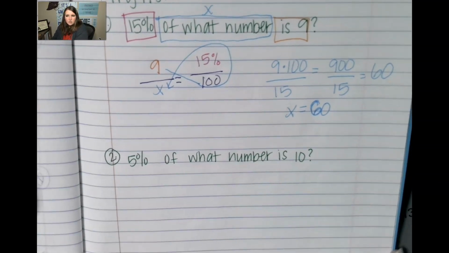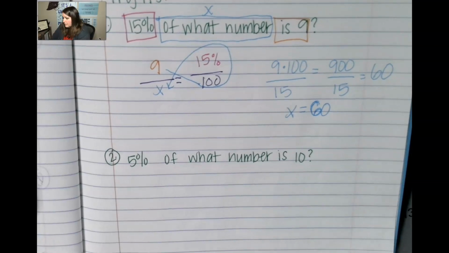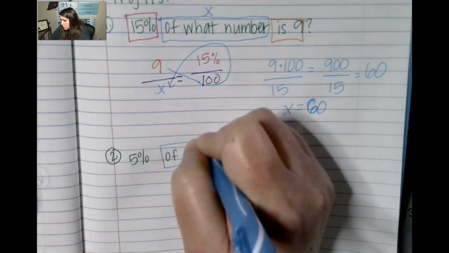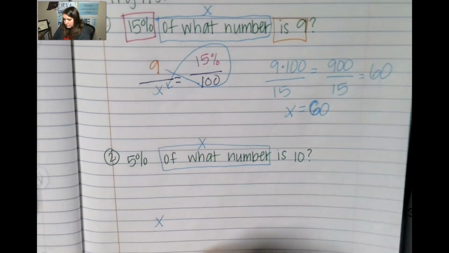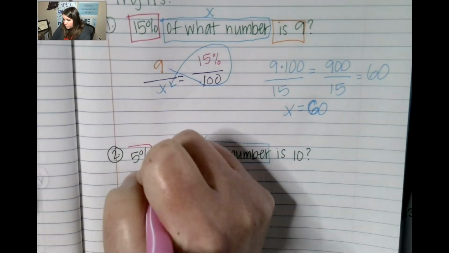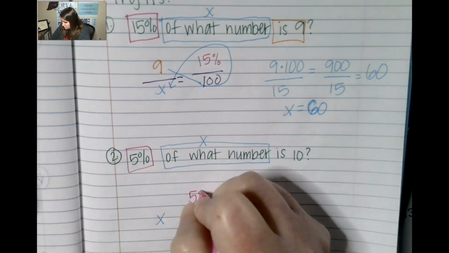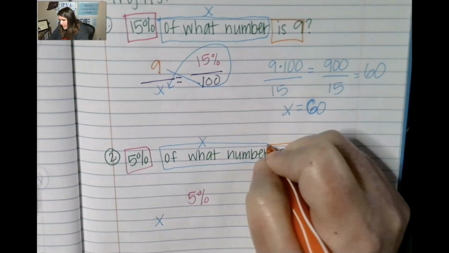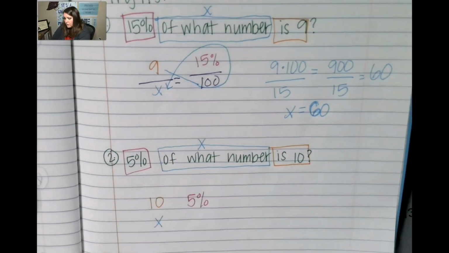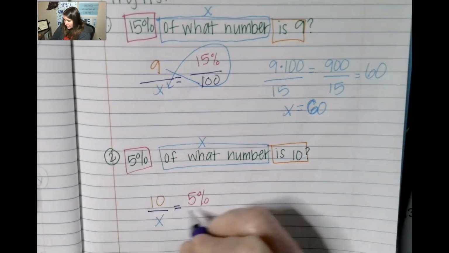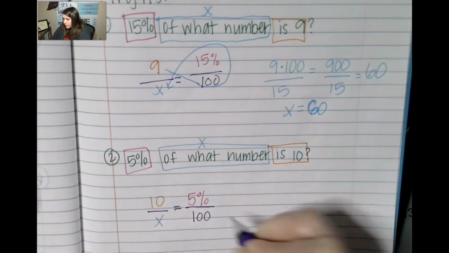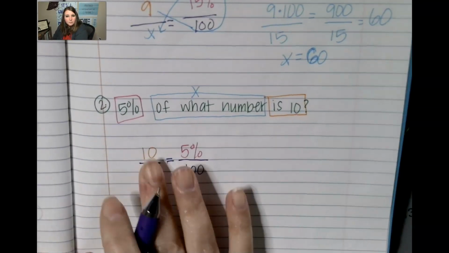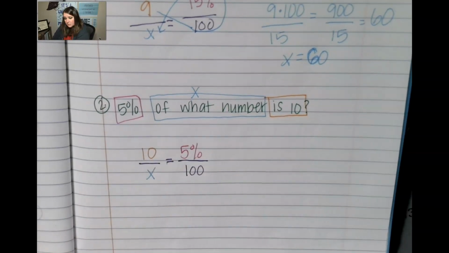How'd you do on that one? Okay, this one, we're going to, again, box it up. Of what number? We don't know. So we're solving for x. X is on the bottom. 5% is 10. So 10 over x is equal to 5% over 100. Again, we're going to solve by figuring out how do I get from 10 to 5 and then doing the same thing. We can solve that way.